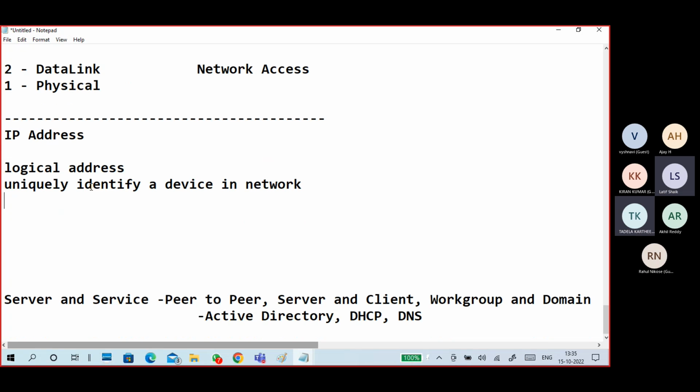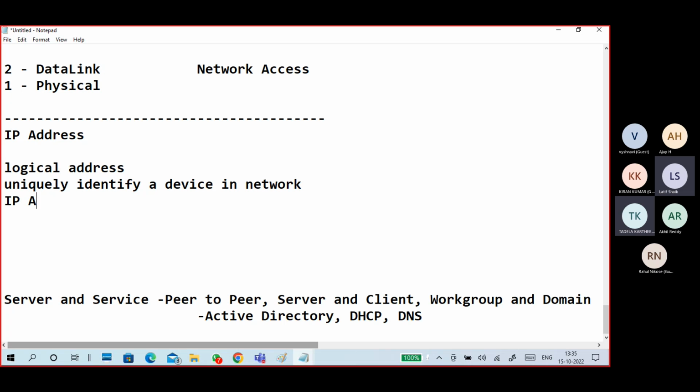Uniquely identify a device in the network. A logical address uniquely identifies a device in the network. Ready? Two important things.